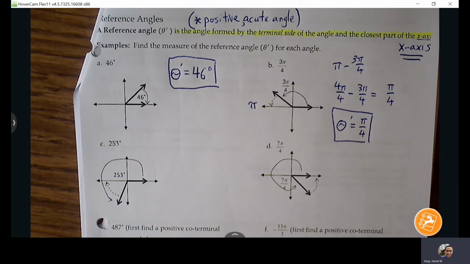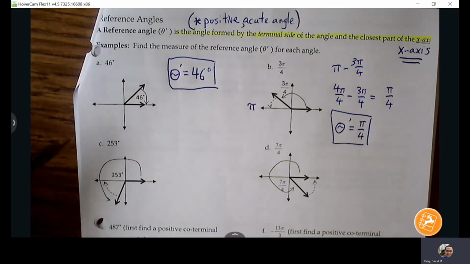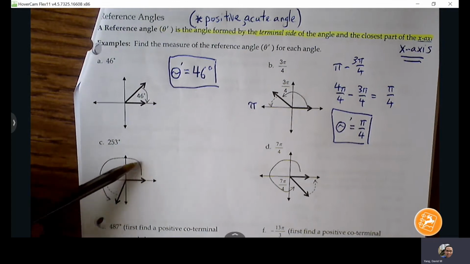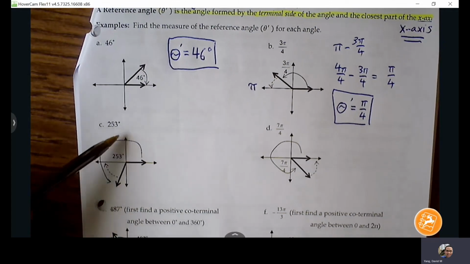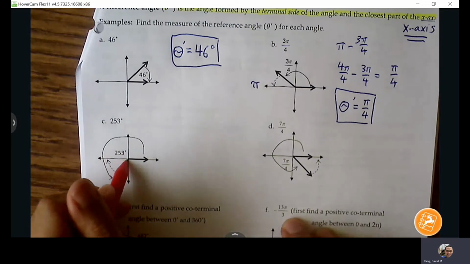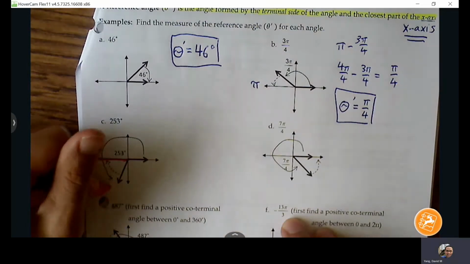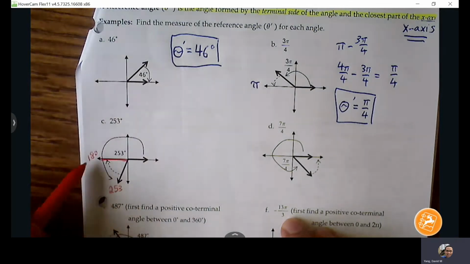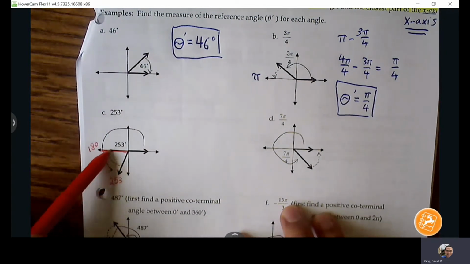Okay, any questions so far? Okay, part C, 253 degrees. Let's figure out where that's located. The nice thing is right now the diagram is drawn for us. We can tell that's in the third quadrant, and we need to make the angle with the closest x-axis. So that means 253. We're going to use that with 180 to help us figure out that reference angle measure between these two rays.